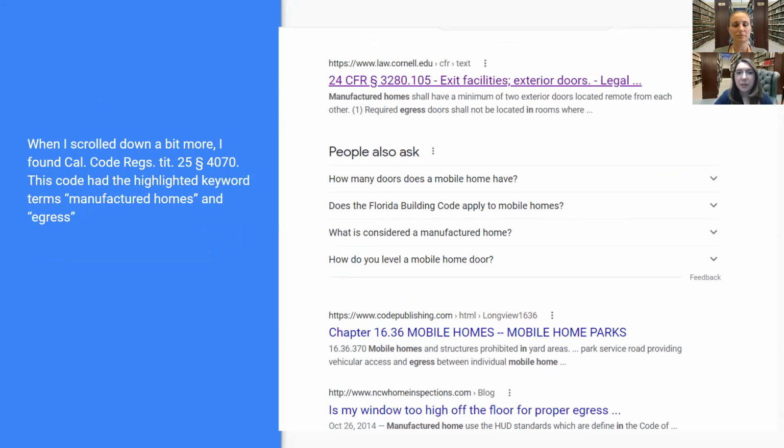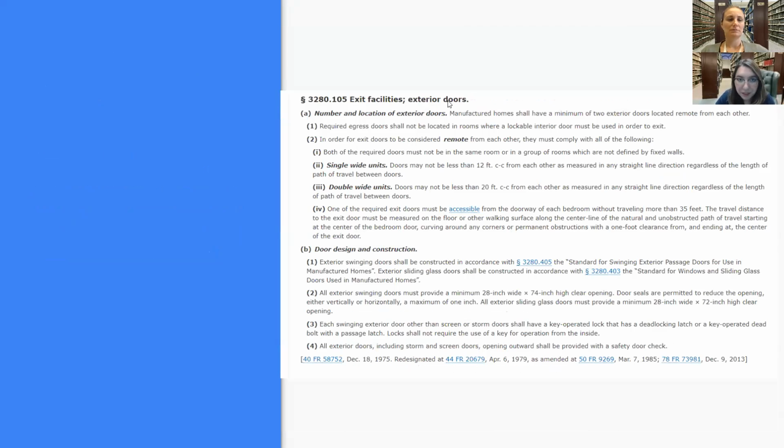And then also, when I scrolled down a little bit, I found that there was a legal code in the results. So this was legal code 4070 that highlighted manufactured homes and egress. So I was like, oh, okay, this may be helpful. So when I opened it, it pretty much solves the question almost immediately.